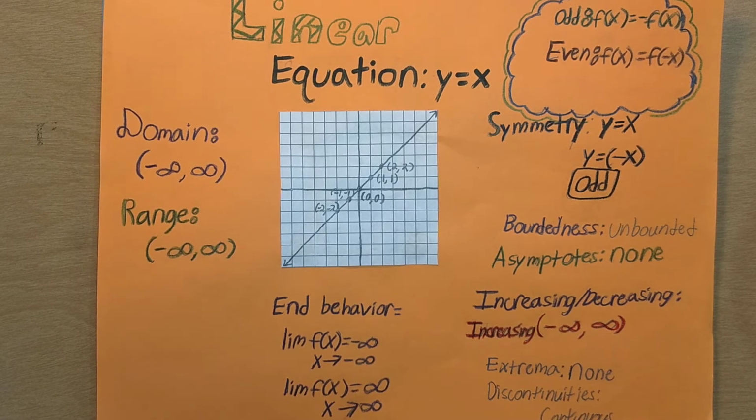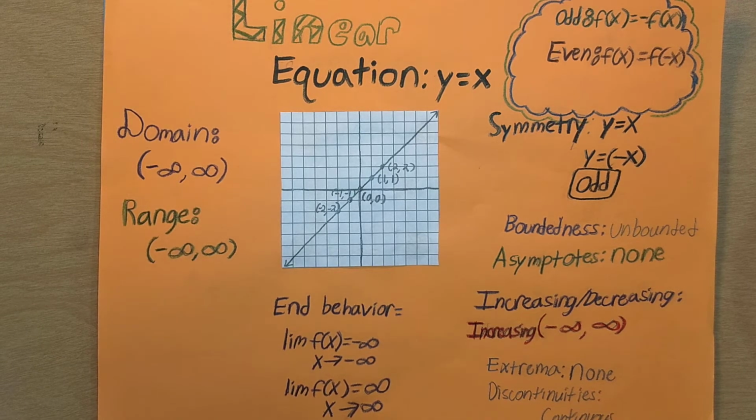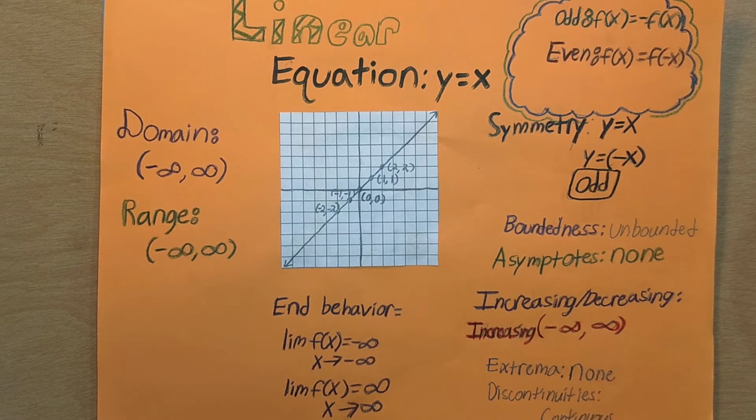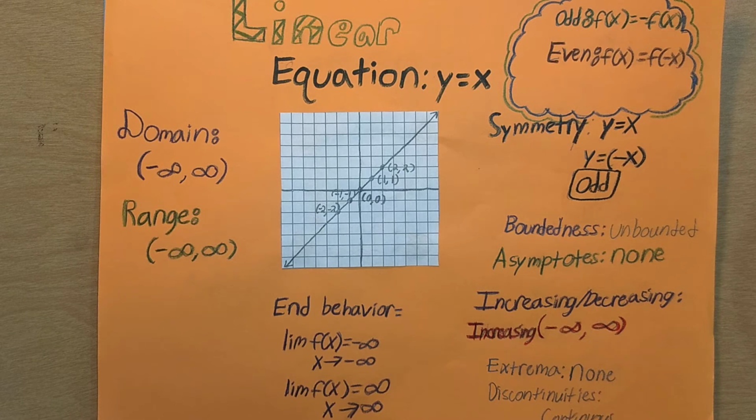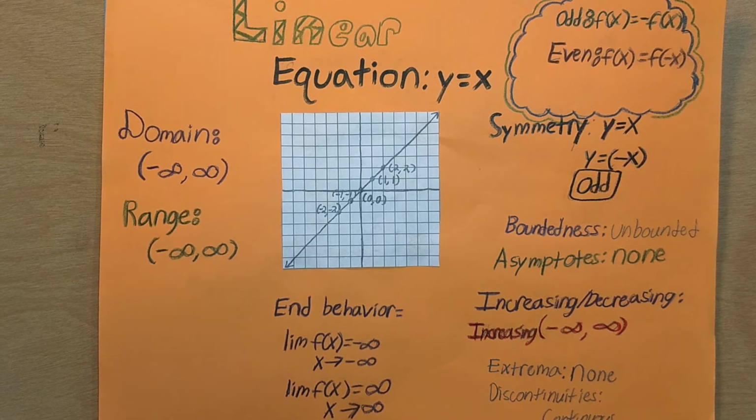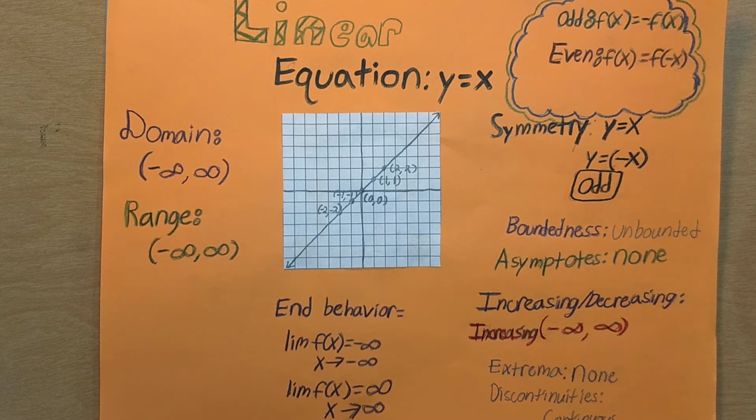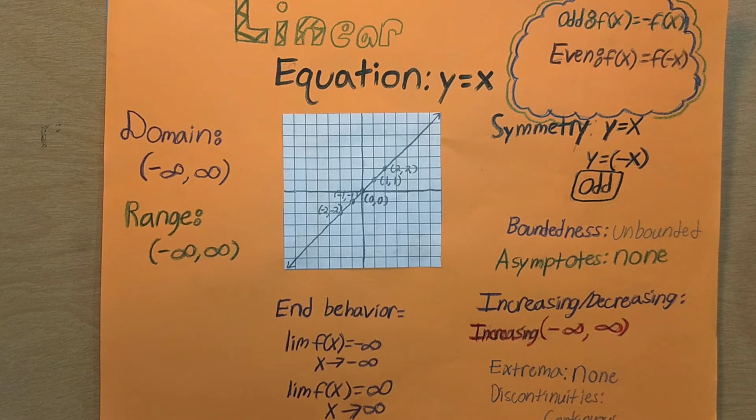The domain is from negative infinity to positive infinity because there are no restrictions. If there were restrictions, they could include a denominator which cannot be equal to 0, or a square root which can't be negative. The range is also from negative infinity to positive infinity.